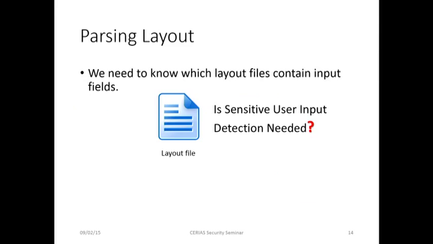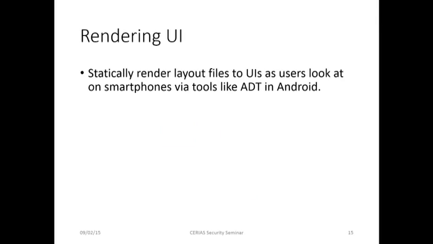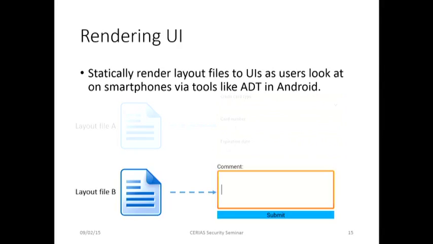At the very beginning, we need to know which layout files contain input fields, because we don't want to spend effort on those layout files that do not contain any input fields. With these initial discoveries, SUPOR can render the layout files to the UIs, and the UIs are close to what the users see on the smartphone screens. They can use tools like the ADT in Android. For example, if we render layout file A, we can get this. But if we render layout B, we can get this.